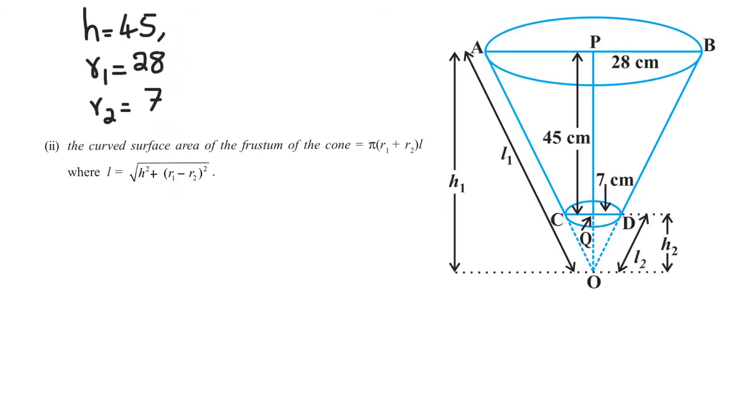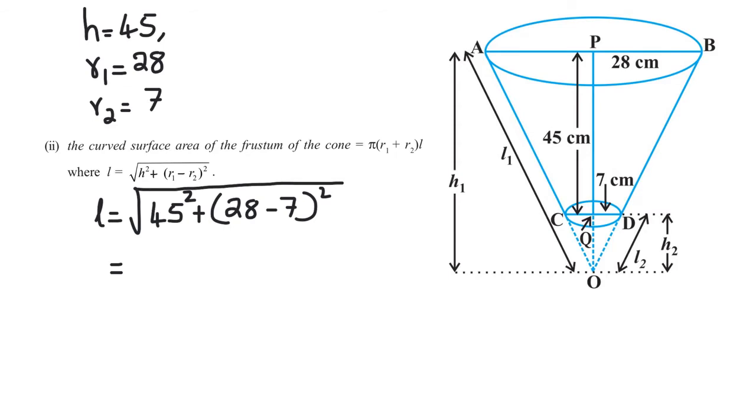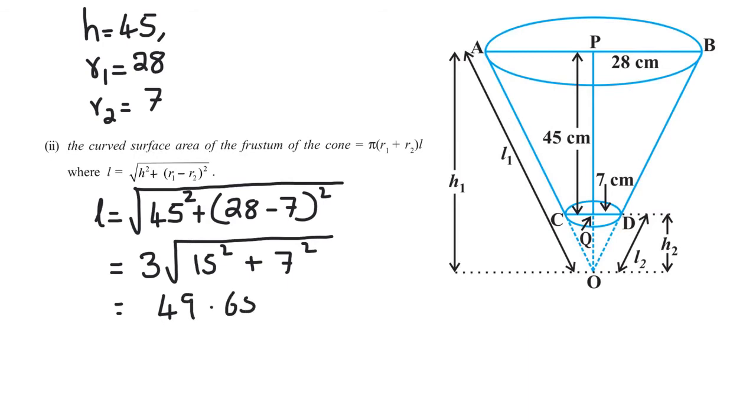Let's do that. When you plug in the values for h, r1 and r2, you get square root of 45 squared plus (28 minus 7) the whole square. When you simplify, you get 3 times square root of 15 squared plus 7 squared. And when you simplify this further, you get 49.65 centimeters. Now we know L.